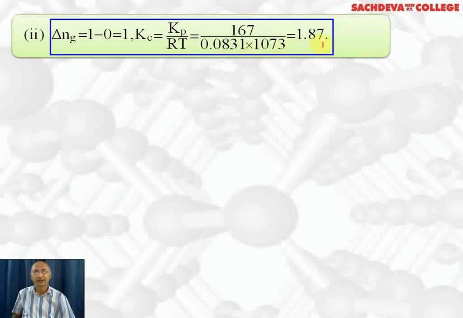Kc will be in moles per liter. Kp is in bar, but Kc should be in moles per liter. Why in moles per liter? Because we have taken only carbon dioxide. So Kc will come out to be in moles per liter.